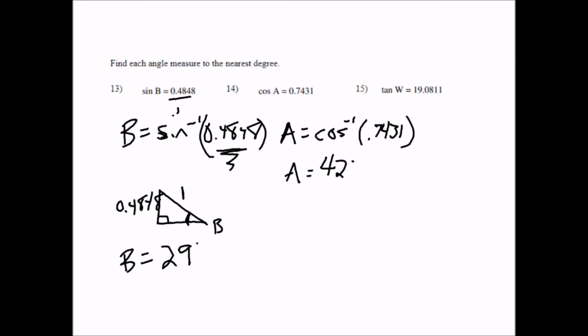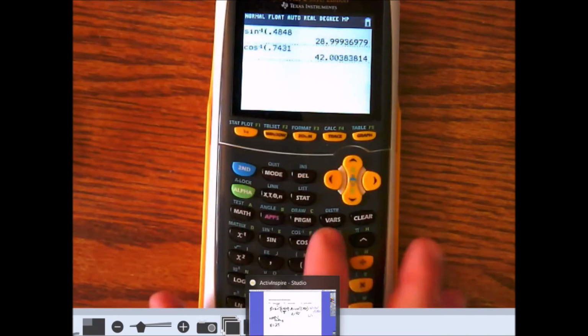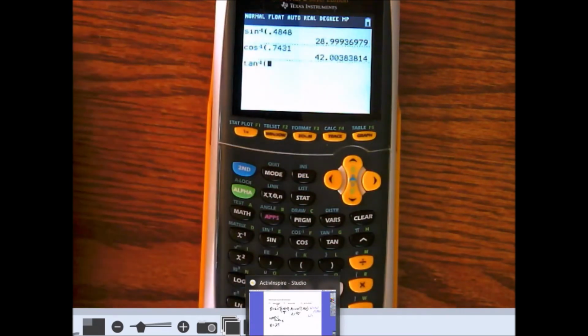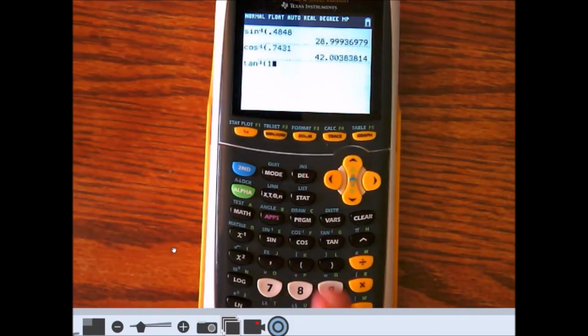And then number 15 would be W is equal to the inverse tangent of 19.0811. And what is it? 19.0811. 87.